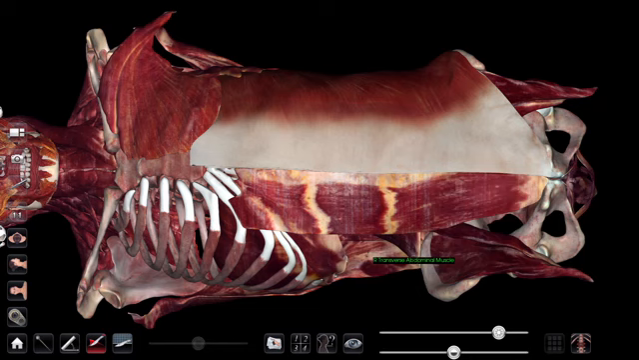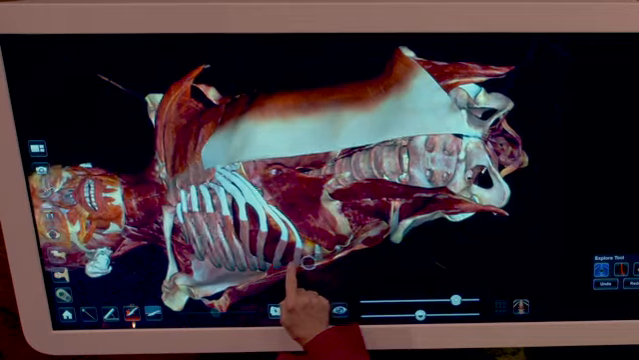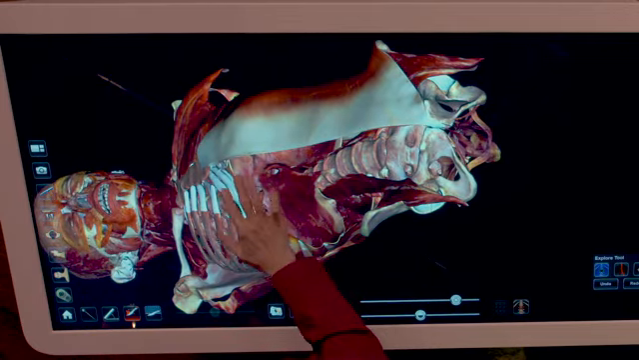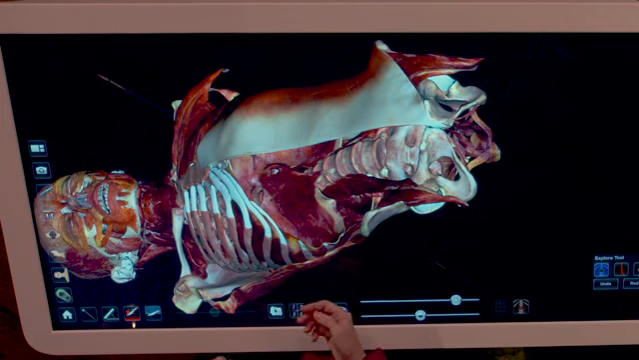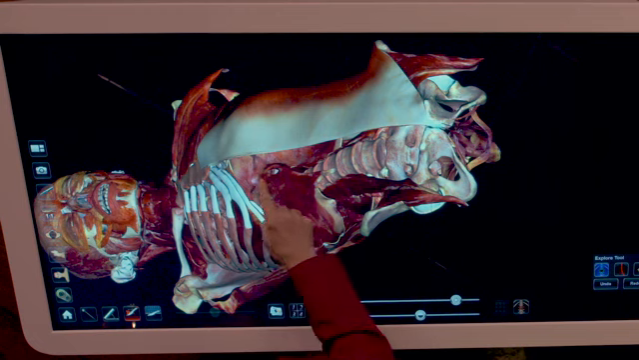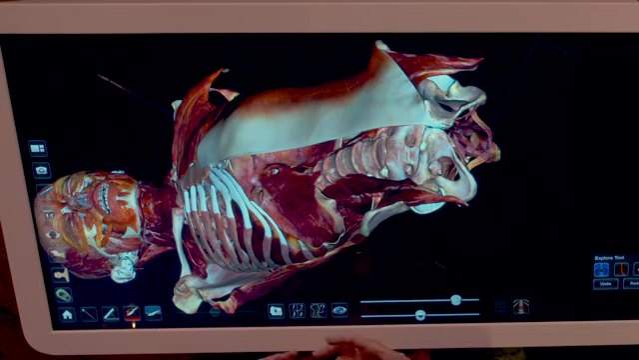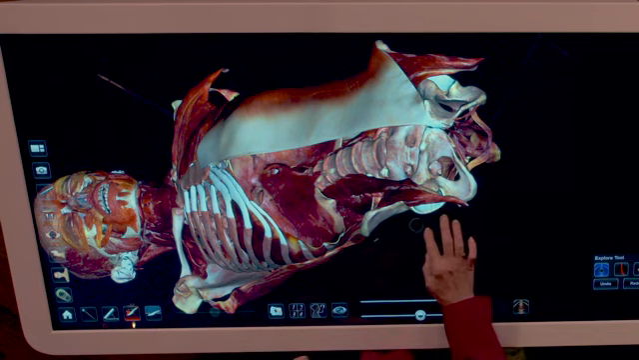If I take that off and take rectus abdominis off, now we can see the respiratory diaphragm with its dome shape and its central tendon that appears lighter in color. There are several openings within the respiratory diaphragm: a hiatus for the inferior vena cava, a hiatus for the esophagus, and a hiatus for the aorta that all need to pass through the respiratory diaphragm.